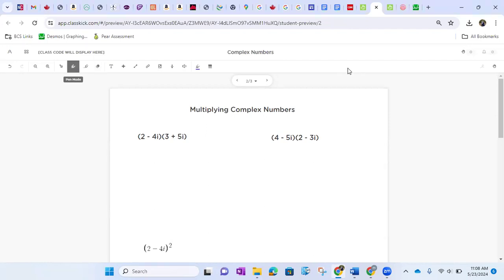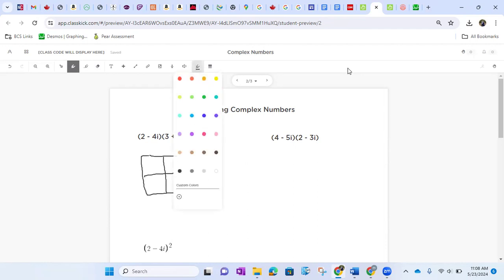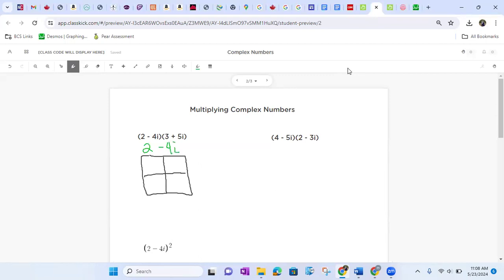All right, when I multiply binomials, like you'll see here, the 2 minus 4i and 3 plus 5i, I like to start with the area model. I know some people favor first, outer, inner, last, that old FOIL method, but I like visually seeing it. So I'm going to take that 2 minus 4i and put it right up at the top of the rectangle that you see as it's divided up into pieces, and then 3 plus 5i.